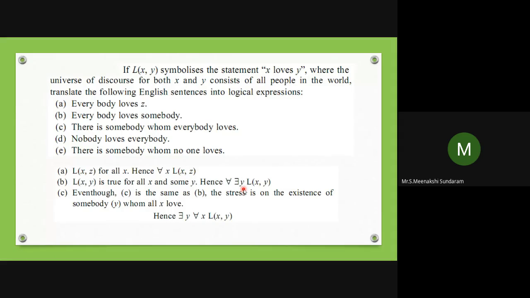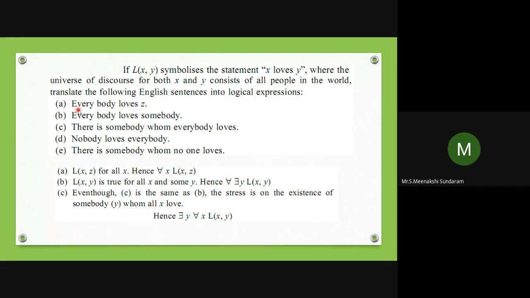One more example, which I can pick from the Vivekanand book also. If L of x comma y symbolizes the statement x loves y, where the universe of discourse for both x and y consists of all people in the world, translate the following English sentences into logical expressions or symbolic form. There are 5 sentences given. First: everybody loves Z. L of x comma y means X loves Y. Here it is X loves Z. They specified the person is Z. So X loves Z, and everybody is bound.